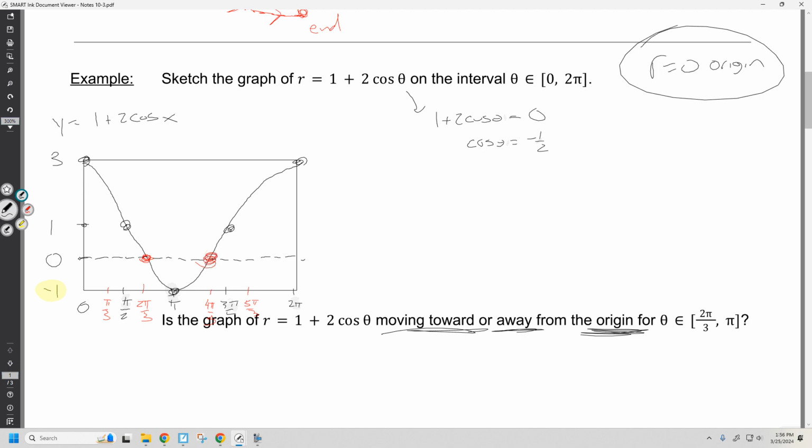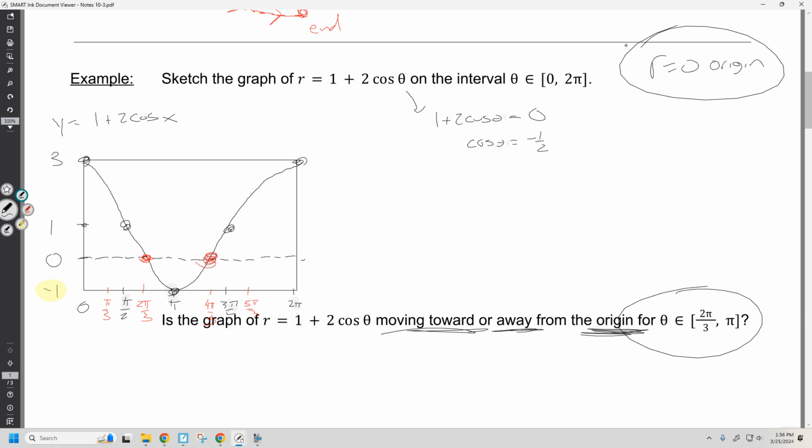Okay, now I just want us to read this question and try to answer it based on what you see, not looking at the polar graph. A lot, guys, of this third lesson is not about sketching. Is the graph moving toward or away from the origin?